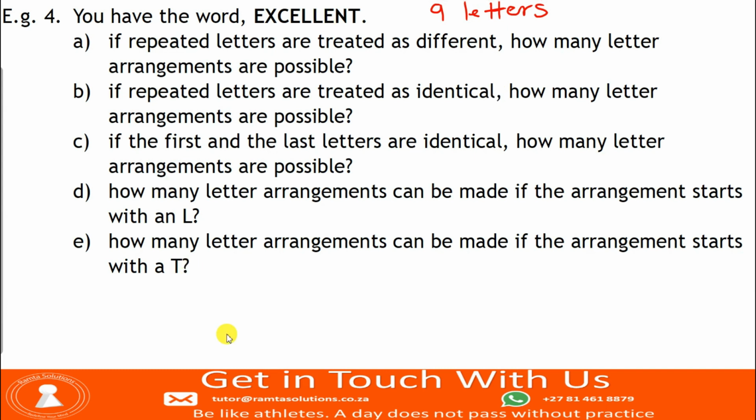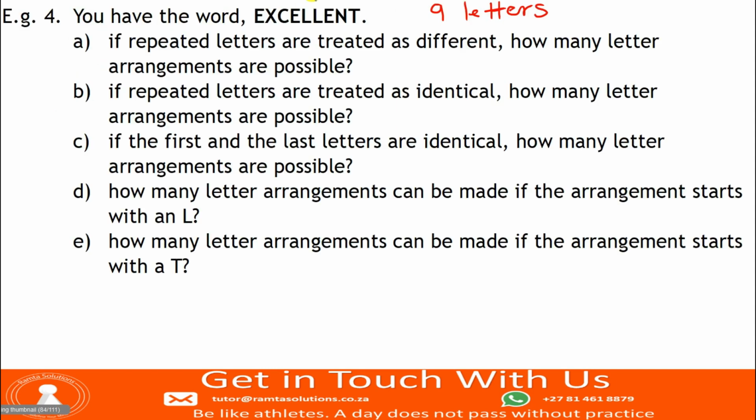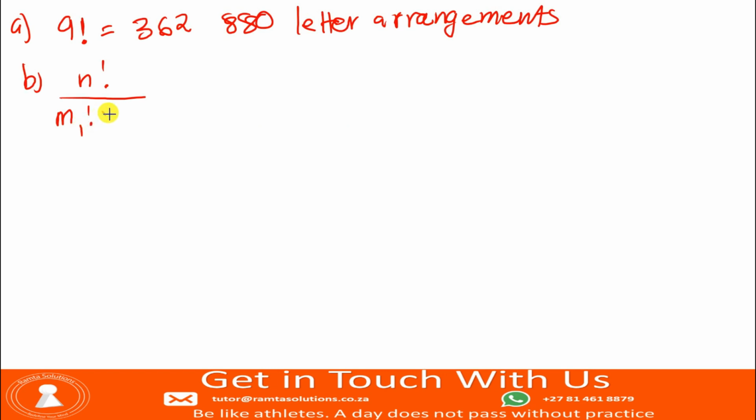All right, so let's see. If repeated letters are treated as identical, how many letter arrangements are possible? This one, number B, we said n factorial over m sub 1. Let me check how many are repeating. Okay, it's E and L. It's m sub 1 factorial times m sub 2 factorial.